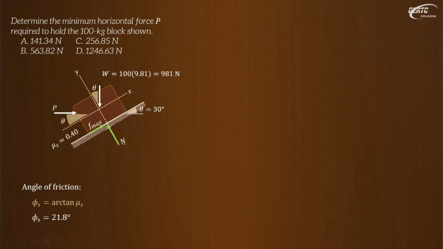Let's solve the normal. It will now be a function of P. The summation of forces along y equals 0. Then we have N equals W going down, which will be 981 cosine of theta, where theta is 30 degrees, and P sine theta, the component of P. So we have here the value of N in terms of P.